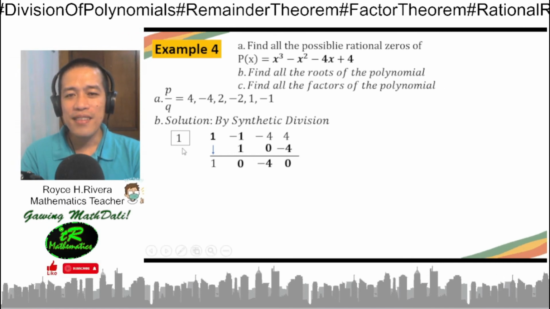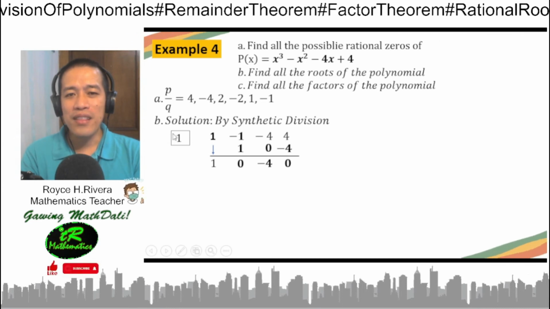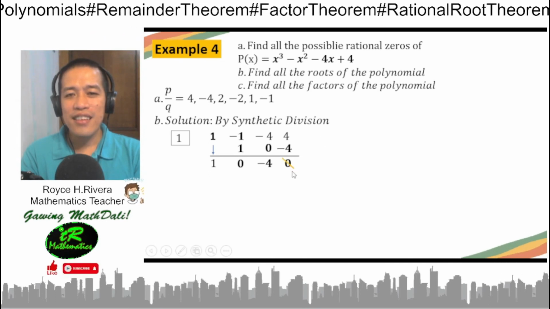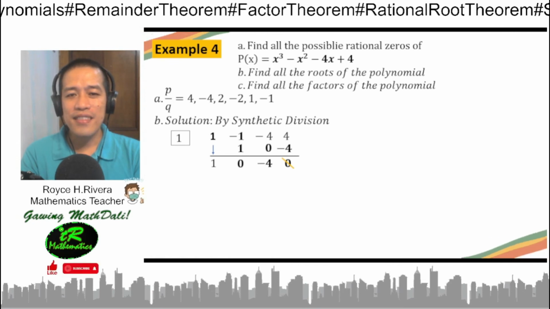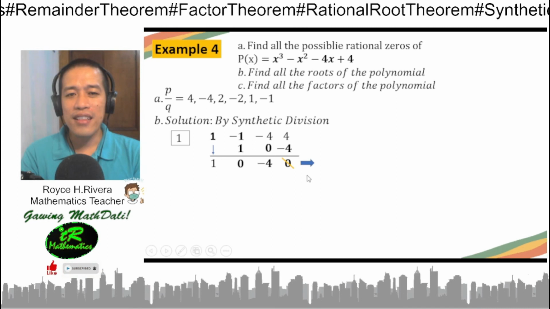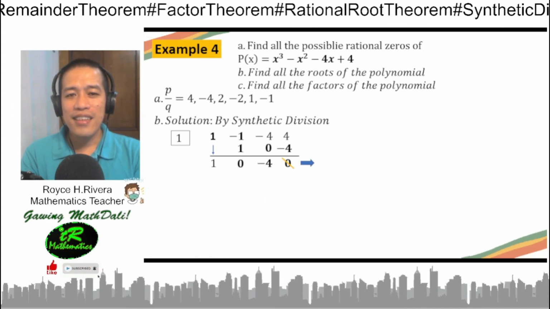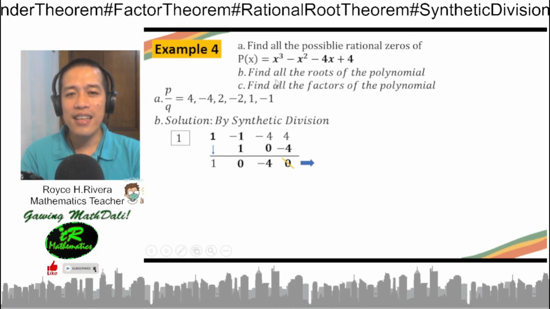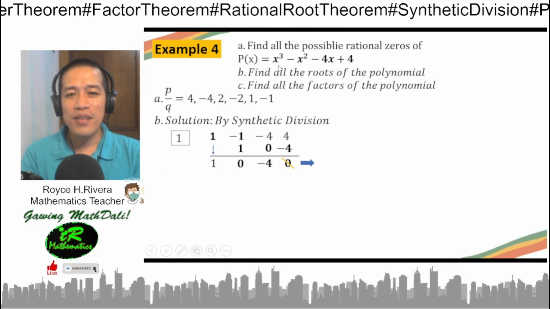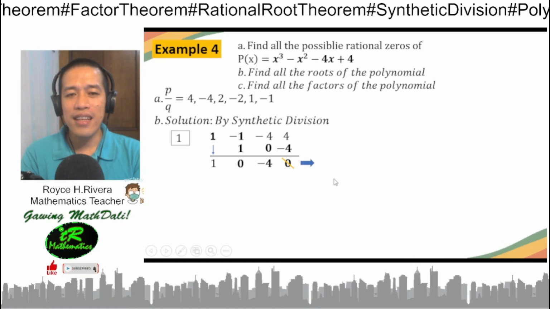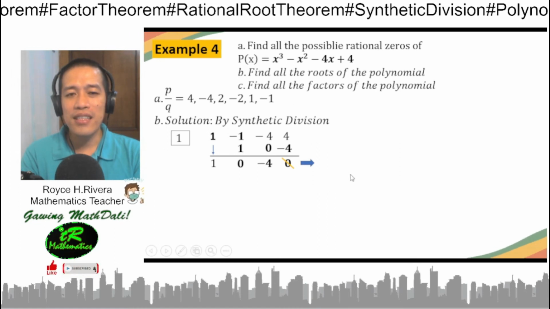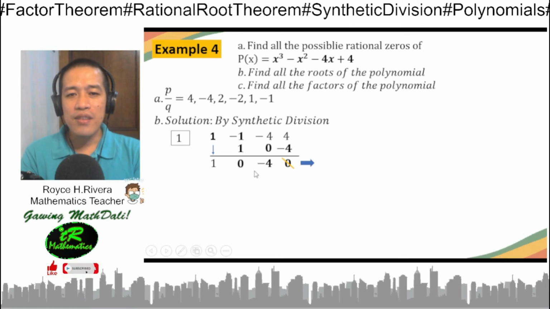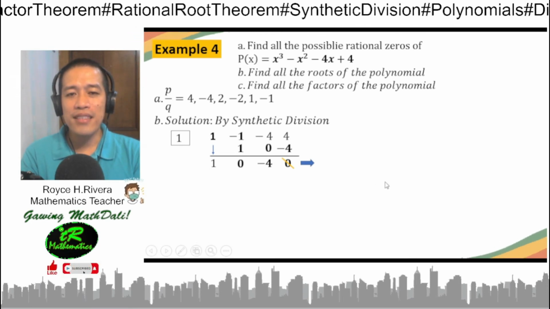Therefore, 1 is a root of the polynomial. So we will now disregard the remainder and we will write the depressed equation. The depressed equation is an equation which is 1 degree less than the given polynomial. So, the given polynomial is in the third degree, so meaning the depressed equation is in the second degree. And we will use these quantities as the numerical coefficients of the depressed equation.